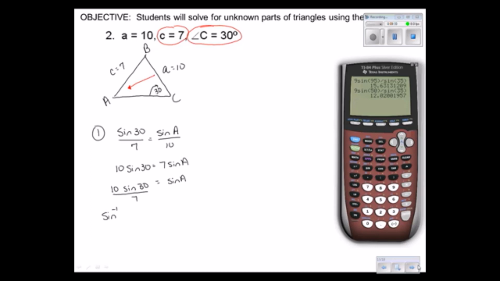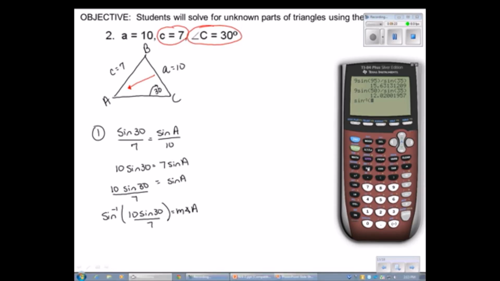Remember, you're going to do sine inverse and type this into your calculator to get the measure of angle A. So second sine, 10 times the sine of 30, and then that gets divided by 7. And this is an angle measure, so I'm going to round that to the nearest whole degree. So the measure of angle A is 46 degrees.